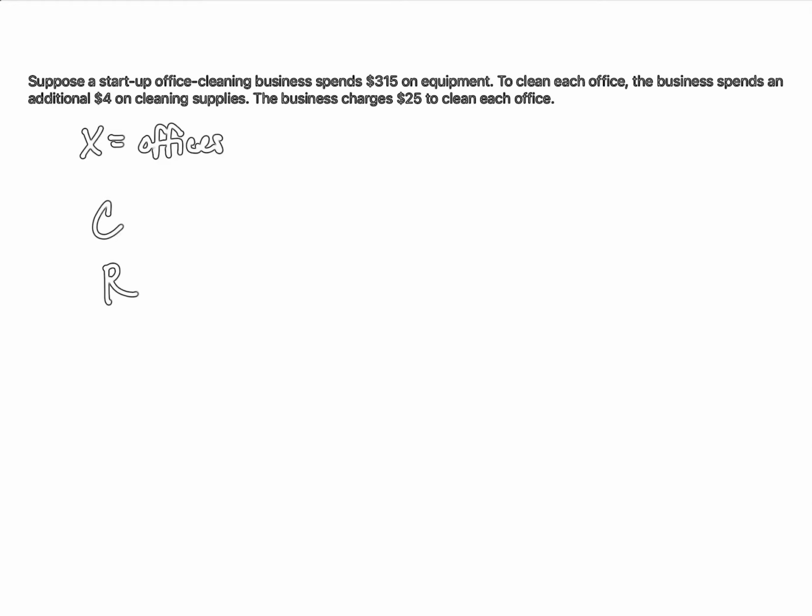So if we look at the revenue, that's going to be the easy part, because revenue is what you gain from whatever service you provide. It says the business charges $25 to clean each office, so 25x, $25 per office. So 25x, that's going to be our revenue no matter what. However many offices we clean, we'll multiply that by 25, and that's what we receive.